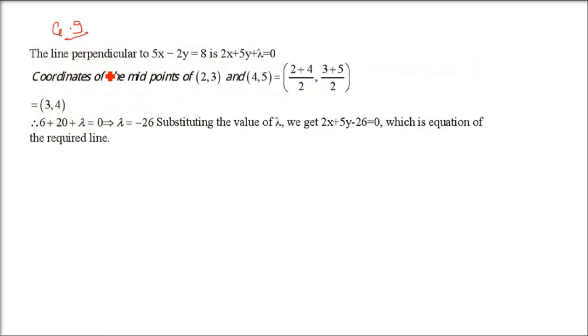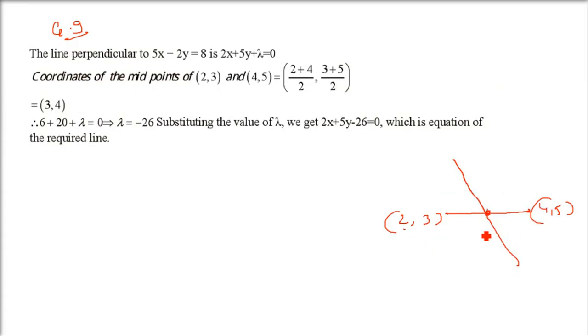Question number 9. Find the equation of the straight line perpendicular to 5x minus 2y equals 8 and which passes through the midpoint of the line segment joining 2, 3 and 4, 5. So we have 2 points, 2, 3 and 4, 5. We can find out the midpoint using the midpoint formula. And there is a point in between, so there is a line which is passing through this point. Let us find out the midpoint.